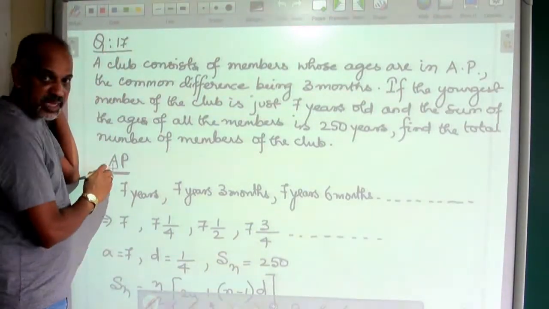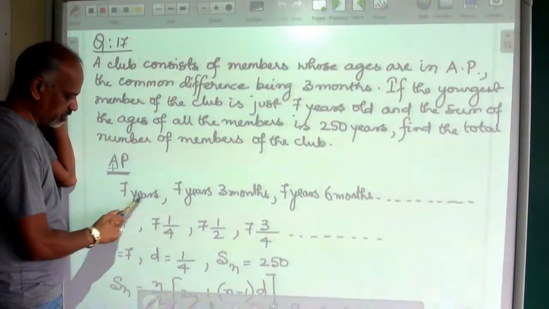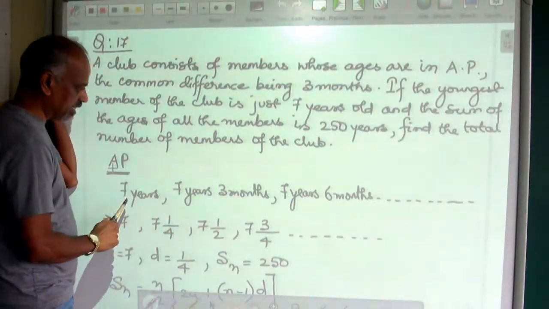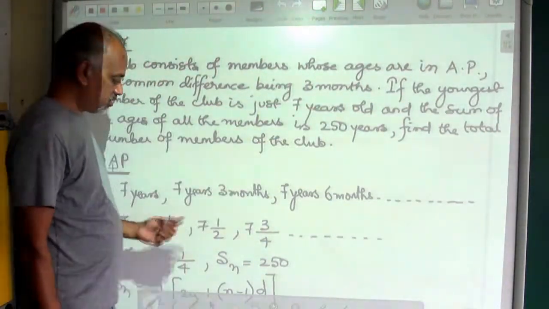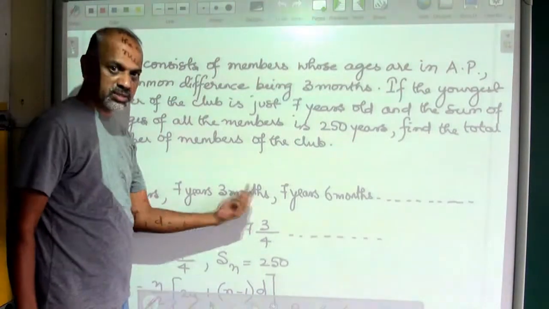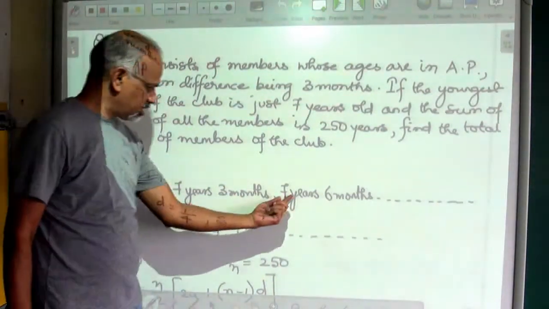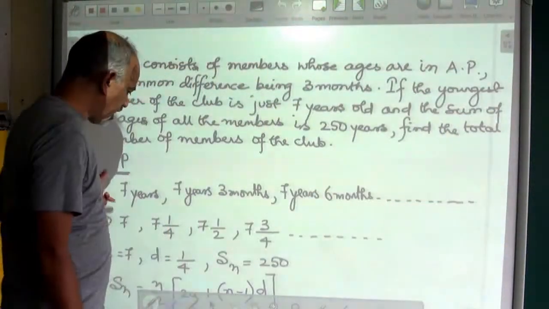So, I'm going to write the AP. The youngest member is 7 years old. So that's the first member. First term is 7 years. The next term, the difference is 3 months. So the next term is 7 years and 3 months. The next one will be add 3 more months to this, 7 years and 6 months, and so on. That is our arithmetic progression.